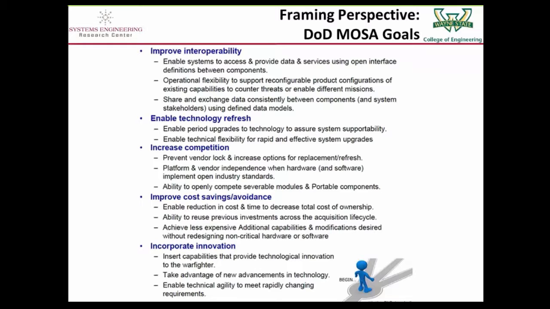Cost savings. It's interesting when we look at this because the goals here are talking about the total cost of ownership and reuse over the life cycle. So we're really looking at the full system costs, and not necessarily reducing the cost of development, because in fact there is the possibility that the MOSA approach could increase development cost. And then the ability to incorporate innovation, both innovation at the initial design side and later innovations. So it's across that life cycle.